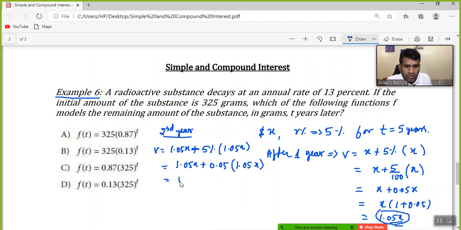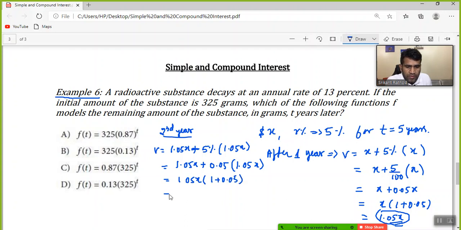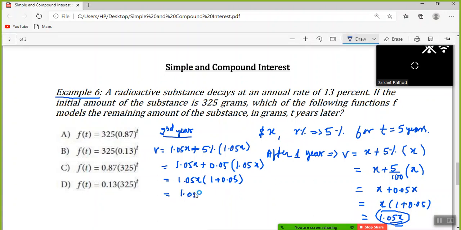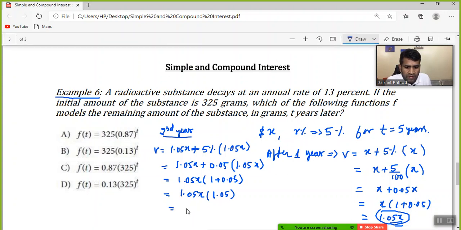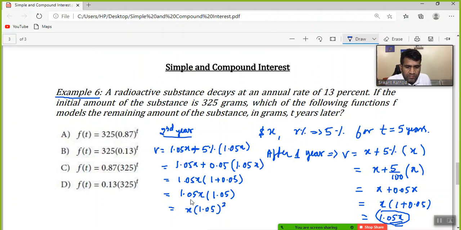If I take 1.05x as a common factor out, I get here 1 plus 0.05, that is 1.05x in a bracket 1.05. So this I can say here as x times 1.05 squared, 1.05 times 1.05. Yes, this is the value after 2 years, and this is how it goes if you keep repeating.